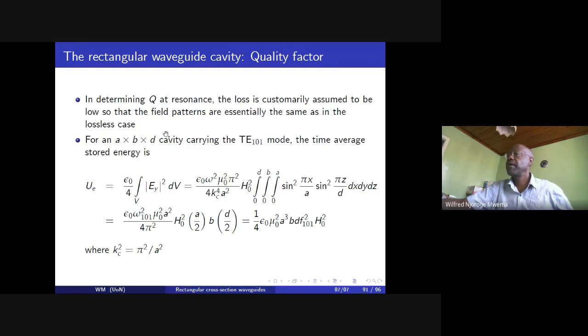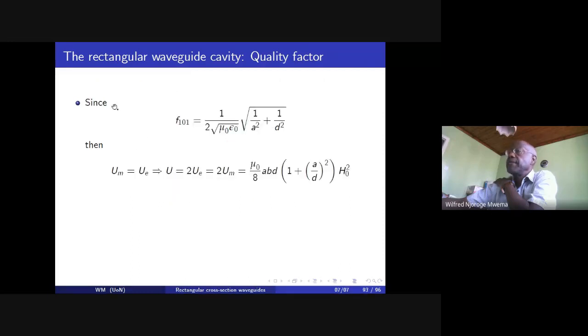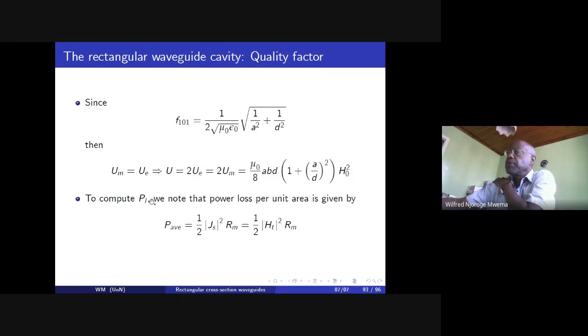For an A by B by D cavity carrying the TE101 mode, the time average stored energy in the electric field is given by that value, where kc is π squared over A squared, and the magnetic field has a corresponding value, integrated over the volume of the cavity. Since the fields have that variation, U_M is equal to U_E, and U is therefore 2U_E, giving a value of μ0 over 8 multiplied by the volume of the cavity into (1 plus A over D) squared, multiplied by the magnitude of the electric field squared.